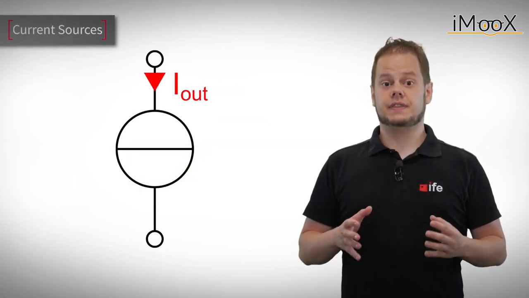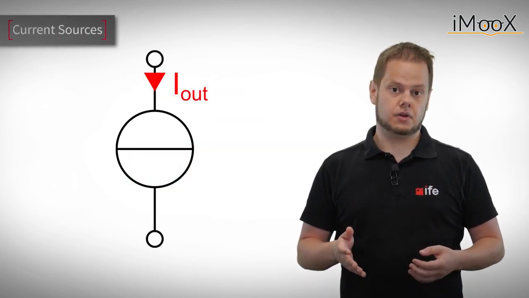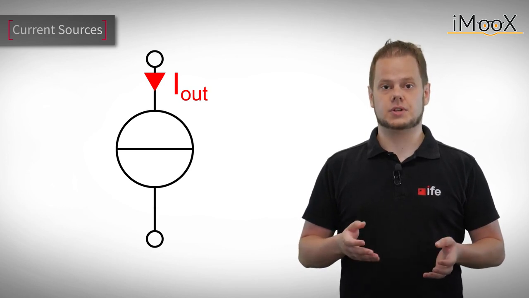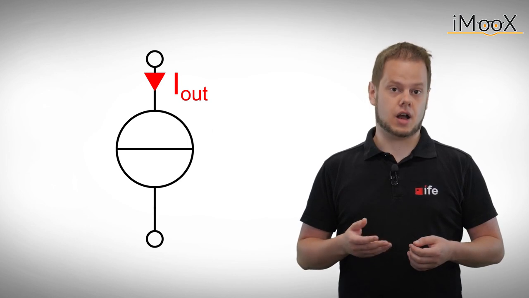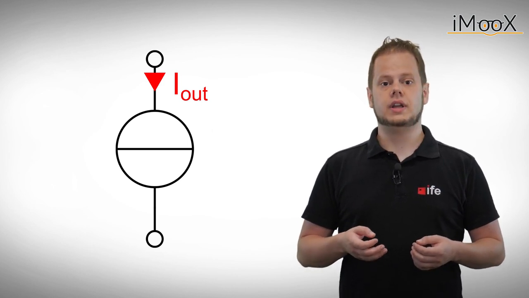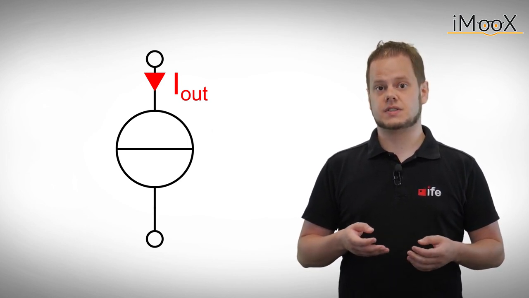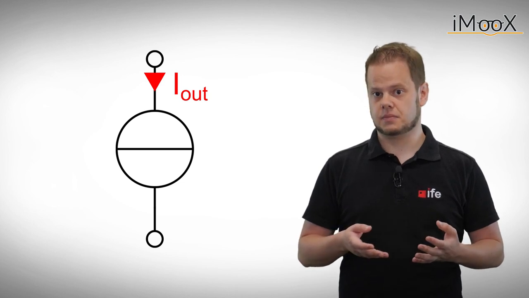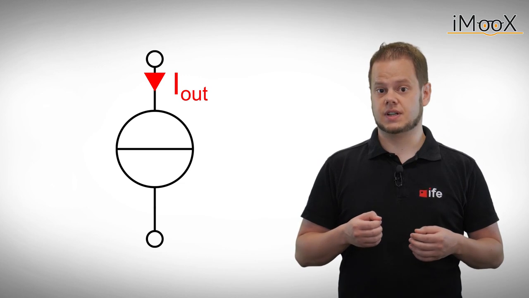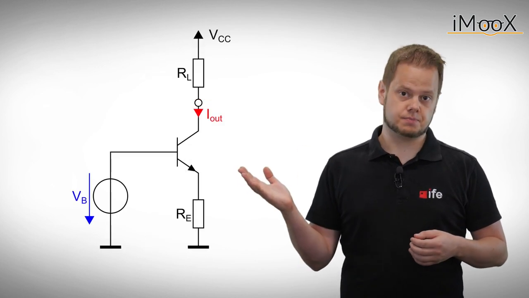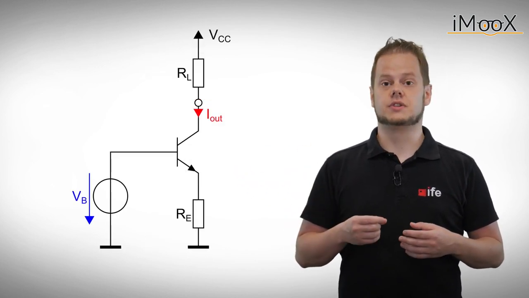A current source can deliver a preset output current, regardless of its output voltage. Transistors can be used to build a circuit which behaves like a current source. All we need is a voltage source, resistors, and of course a transistor. For this example, we will use an NPN bipolar transistor. We wire them like this and analyze how the circuit works.